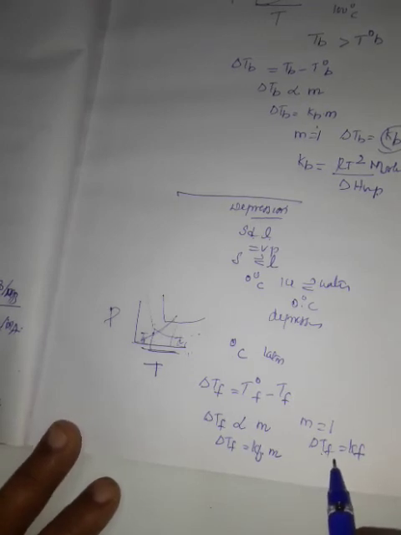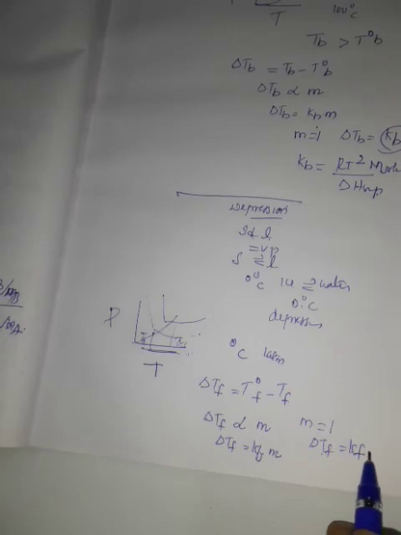The Kf values for some solvents, for example water, ethanol, benzene, carbon disulfide, chloroform, acetic acid, cyclohexane, ether, everything is given in book page number 54.